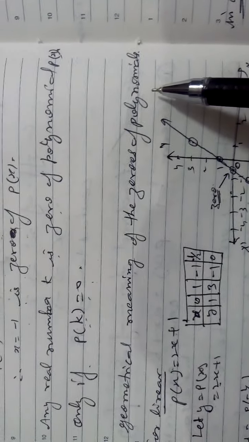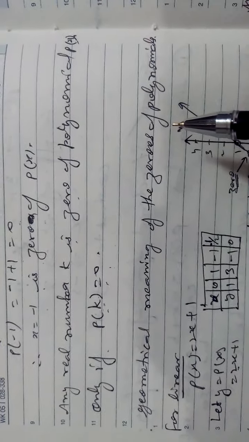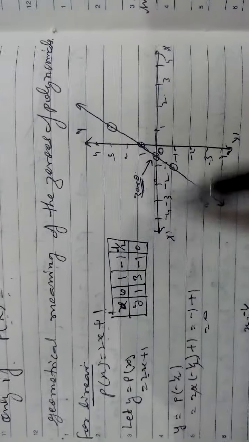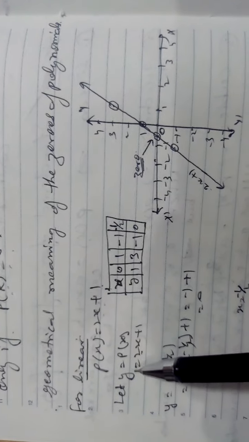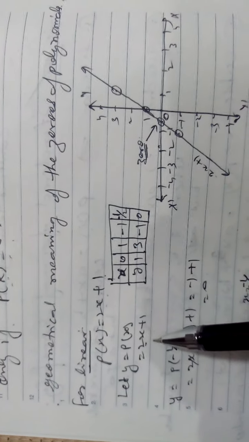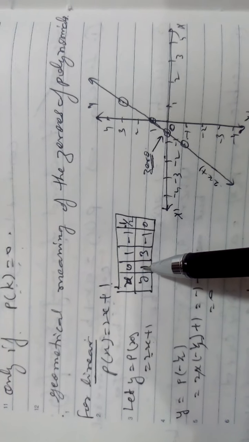What is the geometrical meaning of zeros? It depends on the graph that we know in class 9th, graph and coordinates. So for a linear equation I am taking one example, 2x plus 1. If it is linear, then the graph must intersect the x-axis at one place. So I am drawing a graph by plotting it. Let y equal to p(x). p(x) means 2x plus 1. Put x equal to 0, 2 into 0 plus 1. I am forming a table for the graph, so we will find these values.